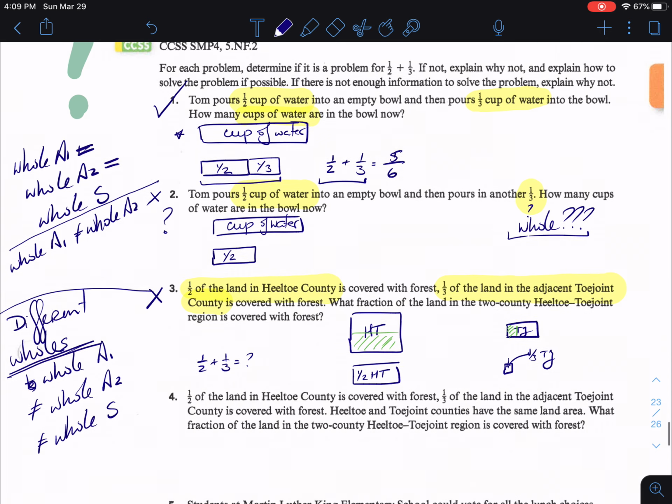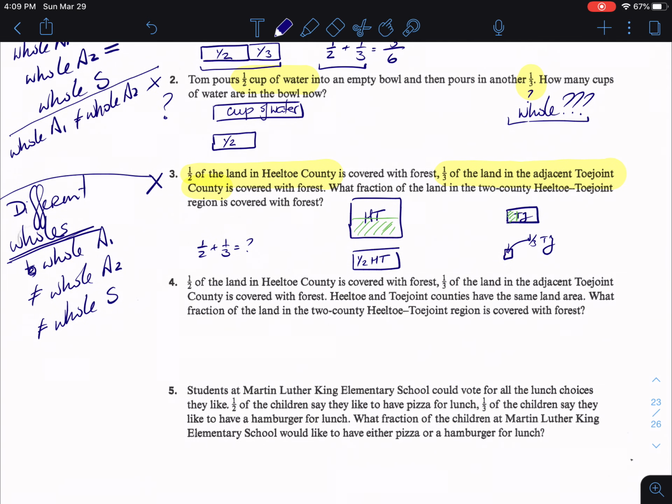Adding fractions with different wholes. So let's try number 4. In number 3, all the wholes were different. How about number 4? Half of the land in the heel-toe counties is covered with forest. A third of the land in the toe-joint counties is covered in forest. They have the same land area.